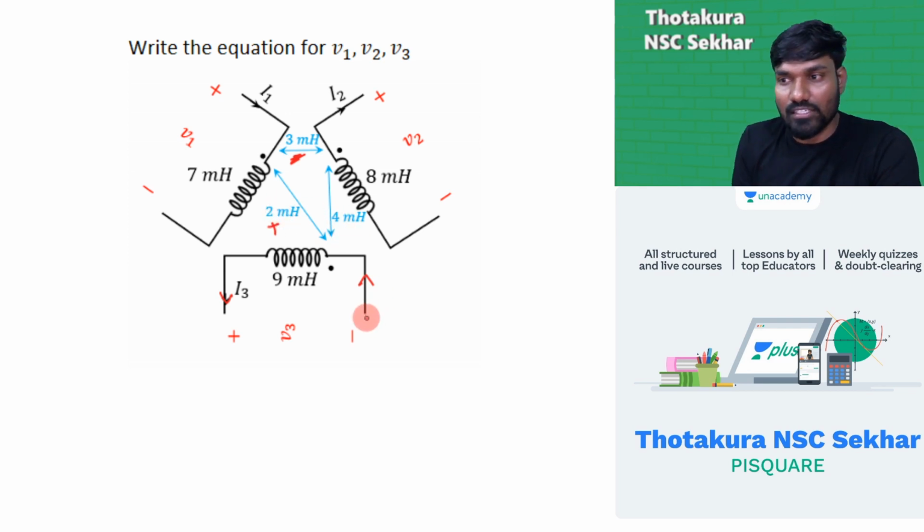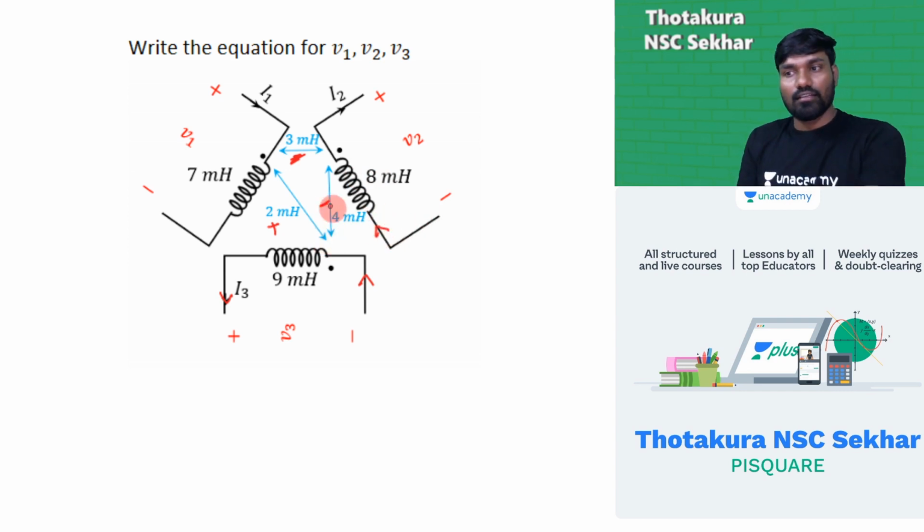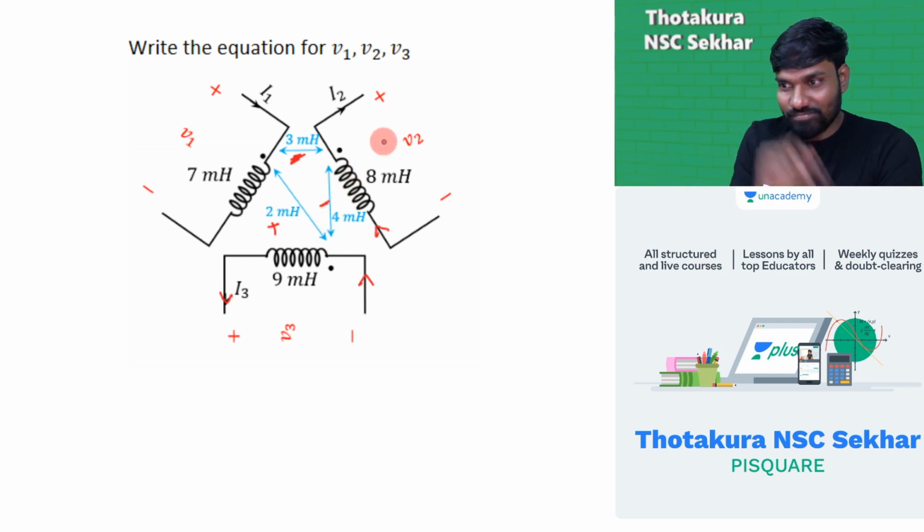For this, current I1 is entering at the dot, and current I2 is entering at the undotted end. It's a negative coupling. This is the first and foremost thing you are supposed to do. Alright?